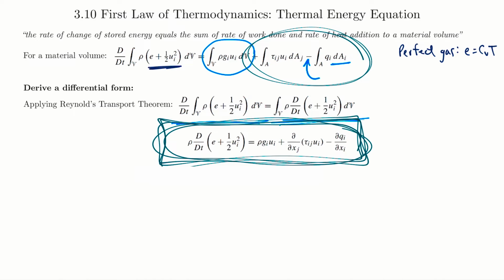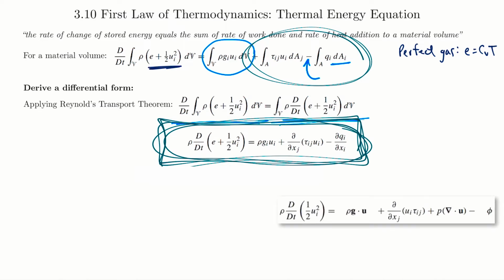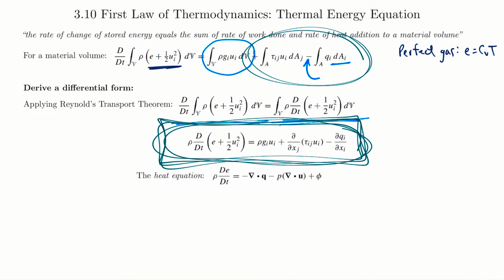And if we just wanted the thermal energy equation, we can look at our previous section 3.9 and subtract the mechanical energy equation from this expression, and that would give us our thermal energy equation, which is commonly called the heat equation. That's this one right here. That one, of course, has to be boxed as well.